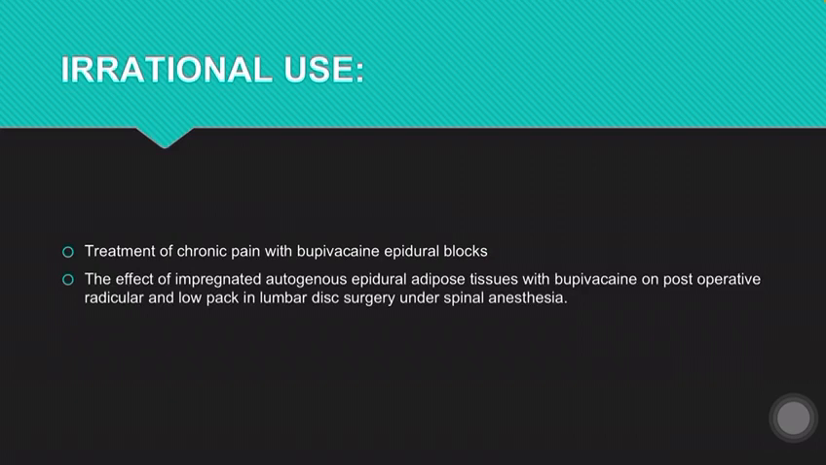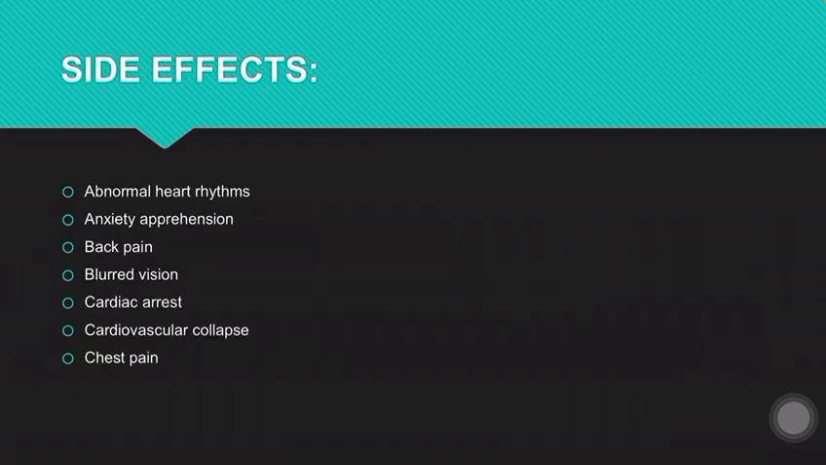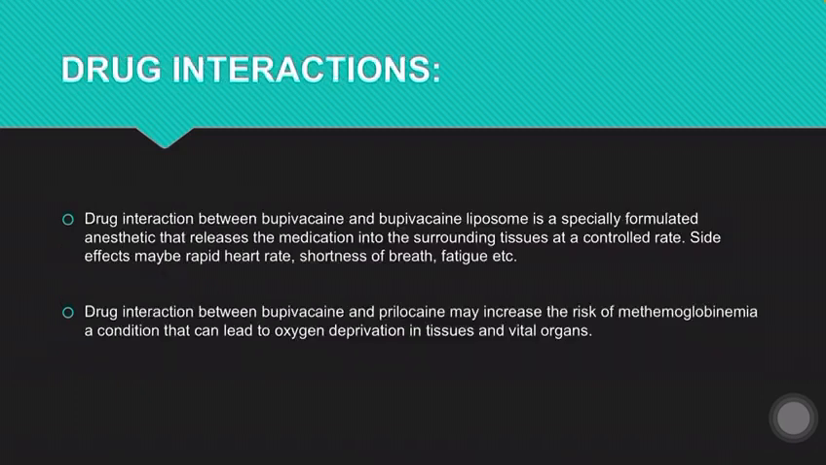The effect of impregnated autogenous epidural adipose tissues with bupivacaine on post-operative radicular and low back pain in lumbar disc surgery under spinal anesthesia. The side effects of bupivacaine include abnormal heart rhythms, anxiety, apprehension, back pain, blurred vision, cardiac arrest, cardiovascular collapse, chest pain.